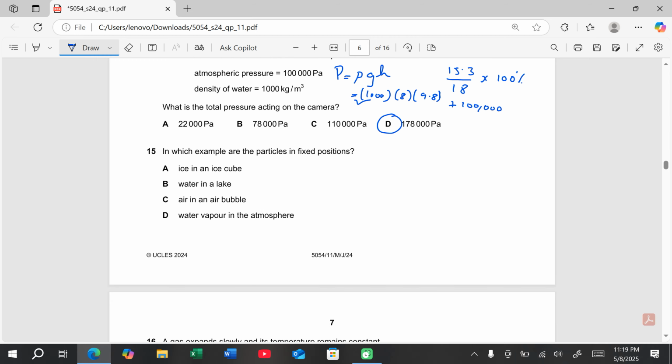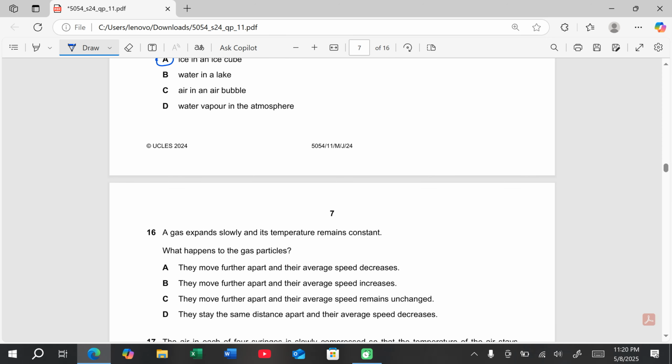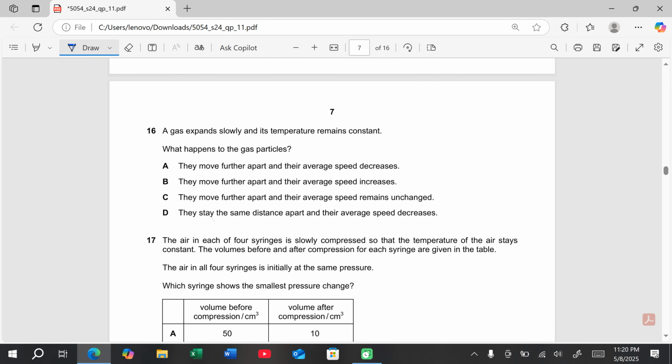In an example of the particles in the fixed position, ice in the ice cube, yes, ice is in fixed position. Let's see the other ones. Water in the lake, that cannot be. Air in the water vapor in the atmosphere. The rest are all gases or liquids. The only solid is this one, because solids have the particles that are in fixed position.